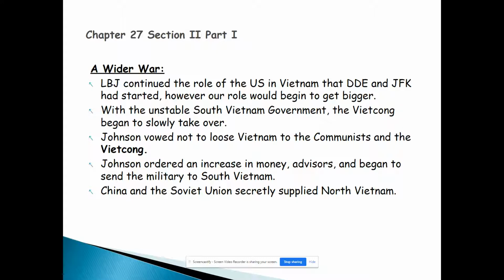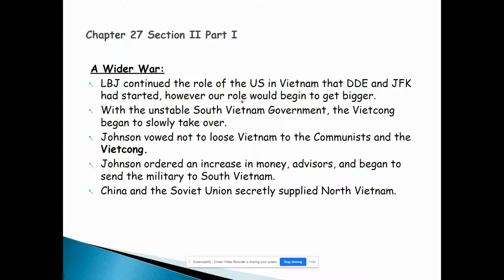Okay, so we're going to continue on, and the controversial issue today is: did President Johnson have the right to send troops to Vietnam, and what were some strategies used in fighting in Vietnam? And I'll show you some pictures. All right, so LBJ, Lyndon Baines Johnson, the President of the United States, is going to continue the same thing that Eisenhower and Kennedy did. However, in 1963, 64, 65, he's going to start escalating.